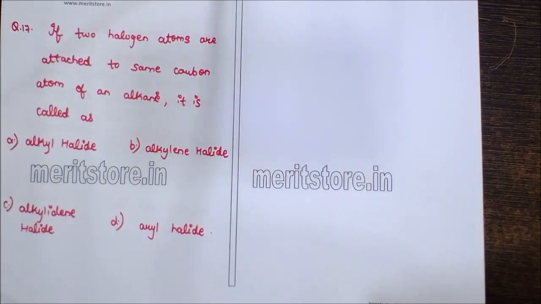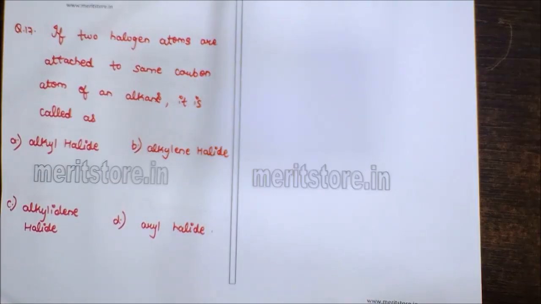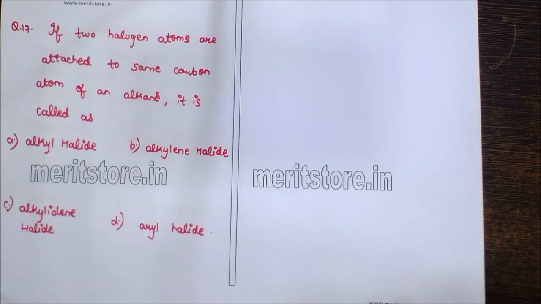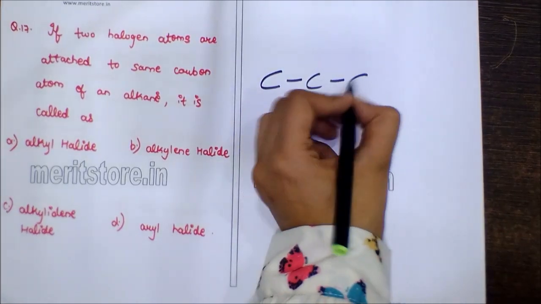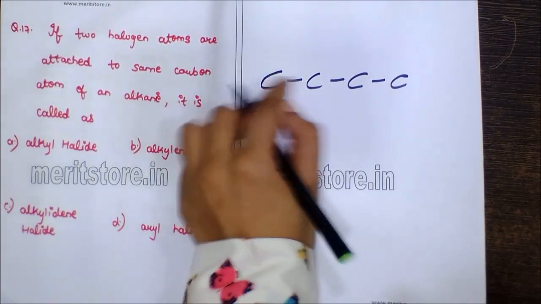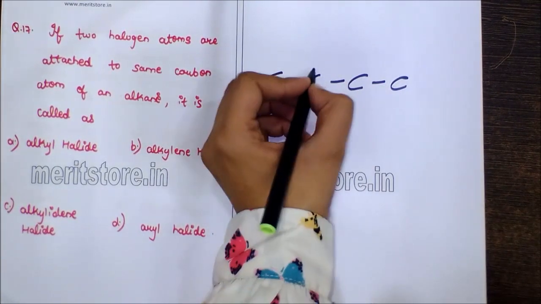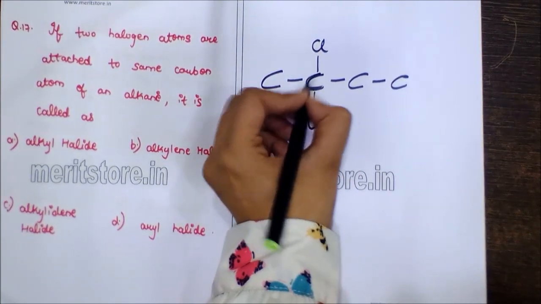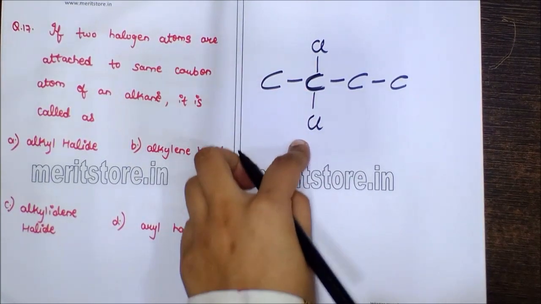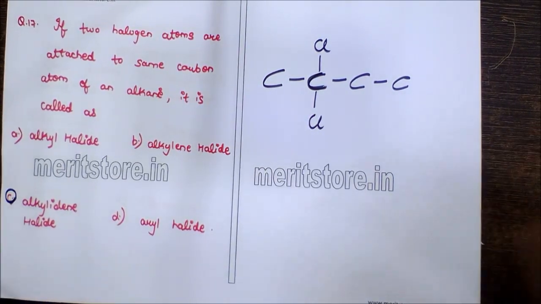Question 17. If two halogen atoms are attached to the same carbon of an alkane, it is called: A. Alkyl halide, B. Alkylene halide, C. Alkyl diene halide, D. Aryl halide. So over here, let's assume that we have a butane. I've drawn the carbon chain eliminating the hydrogens because over here we concentrate on the carbon chain. And let's say I have two halogens attached to the same carbon. So this structure comes under alkyl diene halide. Therefore option C is my correct answer.